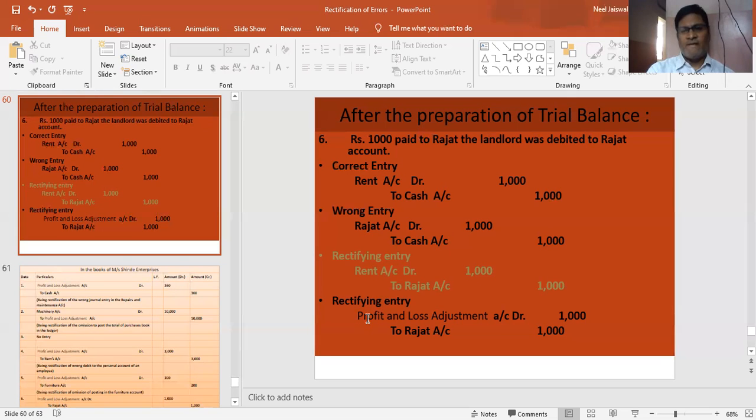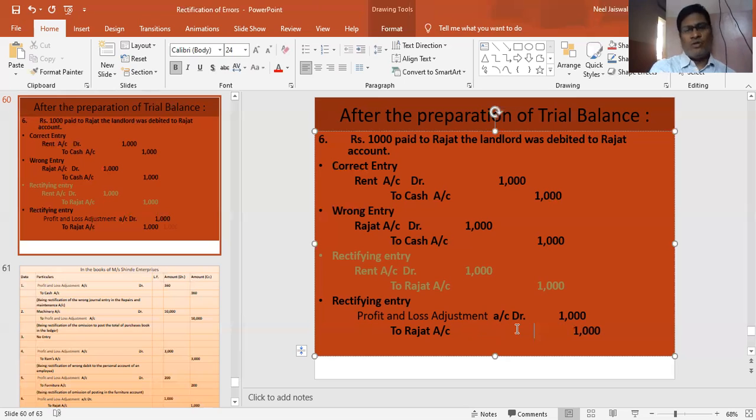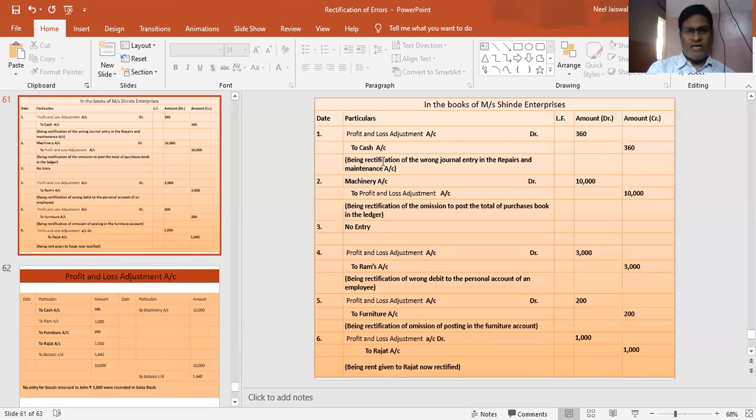Now the rectifying entry is profit and loss adjustment account debit to Rajat, because instead of rent, we are writing profit and loss adjustment account, rent being nominal, and Rajat is a personal account. We are not disturbing that. So these are our 6 entries. The solution is given this way. That is the rough one.